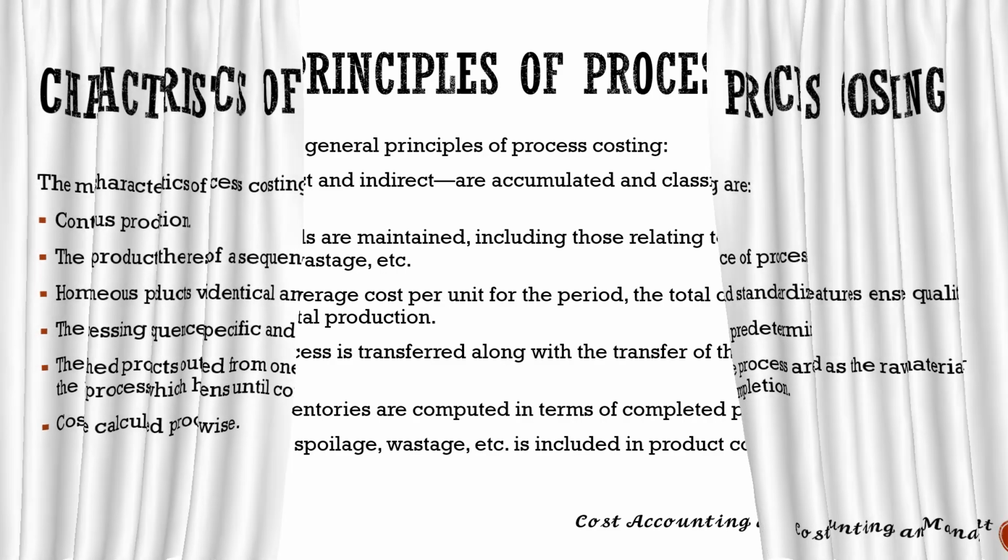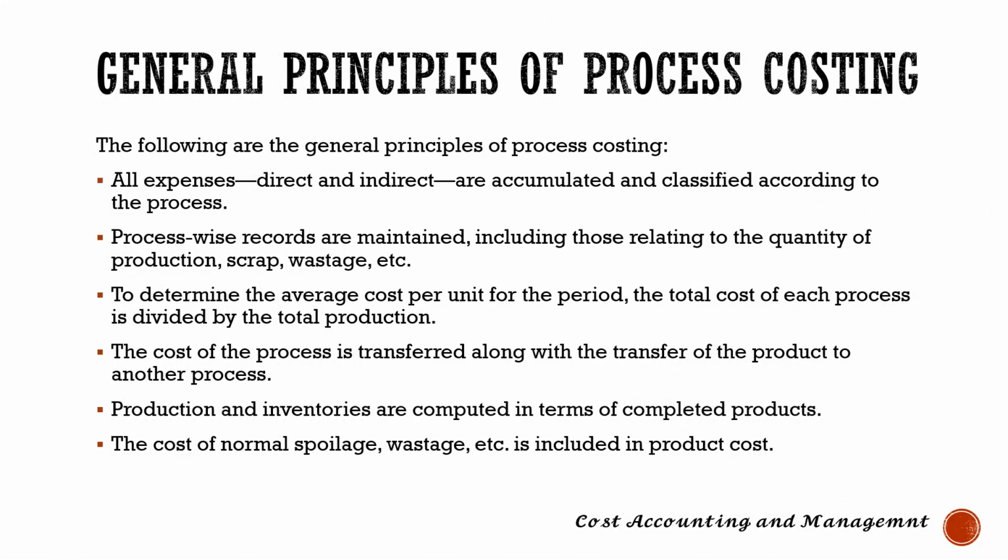General principles of process costing. The following are the general principles of process costing. Number 1, all expenses, direct and indirect, are accumulated and classified according to the process. Number 2, process-wise records are maintained, including those relating to the quality of the production, scrappage and wastage, etc. Number 3, to determine the average cost per unit for the period, the total cost of each process is divided by the total production. Number 4, the costs of a process are transferred along with the transfer of the product to another process.